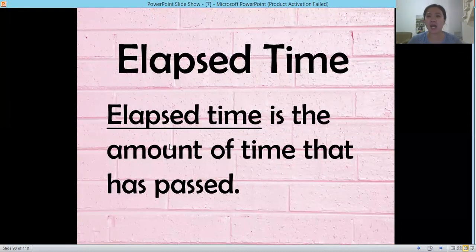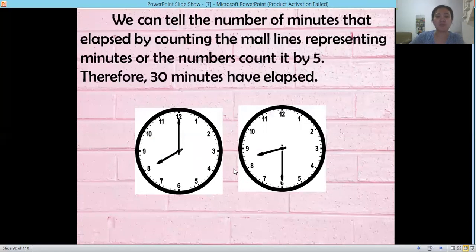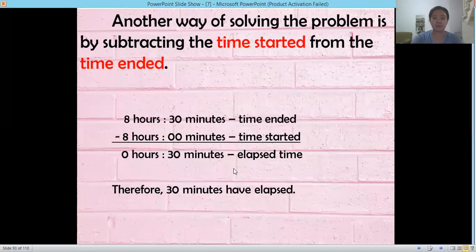Okay, let's go to our elapsed time. Elapsed time is the amount of time that has passed. Brent started playing at 8 in the morning and the game ended at 8:30. How long did he play? To find out, we need to count from 8 o'clock up to 8:30. Count it: 5, 10, 15, 20, 25, 30. It means 30 minutes have elapsed.